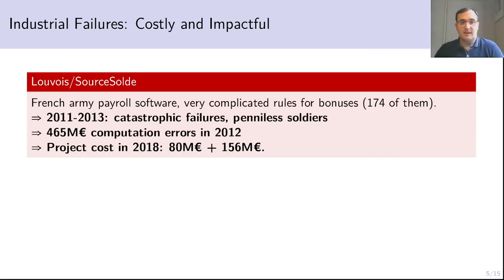Because of these respectable sizes and the difficulty of turning law into code, legal expert systems, which is the proper name for those software systems, can have costly and impactful industrial failures. Let's take two examples. The first one is the French Army payroll software Louvois, which has very complicated rules for computing soldiers' bonuses. Launched in the early 2010s, it has known a series of catastrophic failures, leaving soldiers without any resources for extended periods of time, and has cost hundreds of millions of euros of surplus cost for the project.